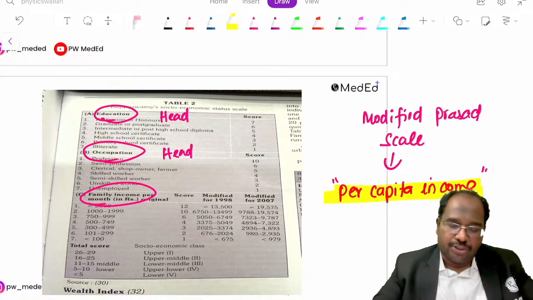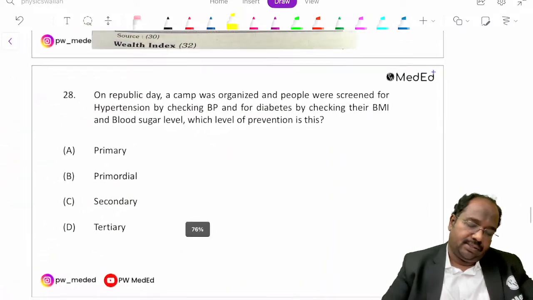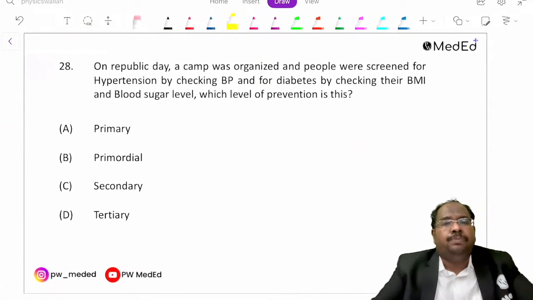These are some of the points from sociology, guys. Sociology chapter. Next. We'll go to the next topic.